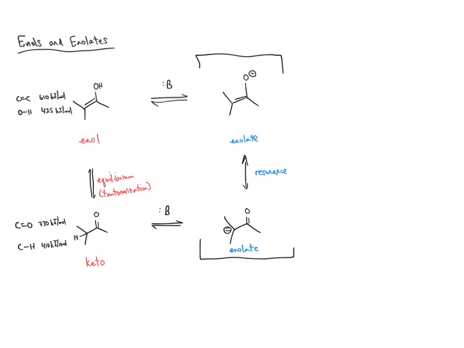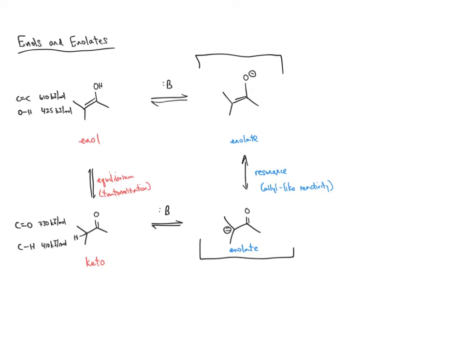Now, enolates themselves have these resonance structures that place the negative charge on the oxygen and the carbon, and this type of arrangement is really an allyl-like system. So it has allyl-like reactivity. And we'll get to this in the next lecture when we talk about the molecular orbital description of the enolate.